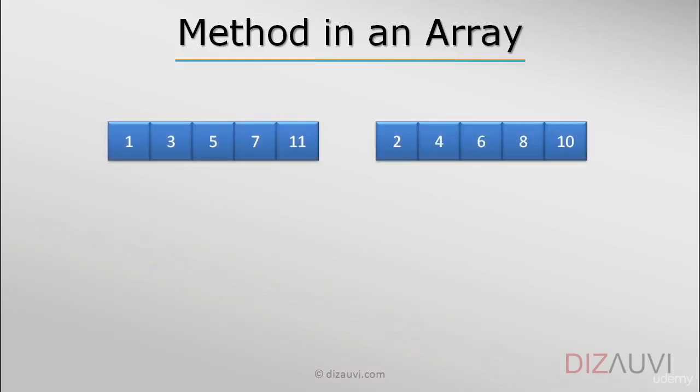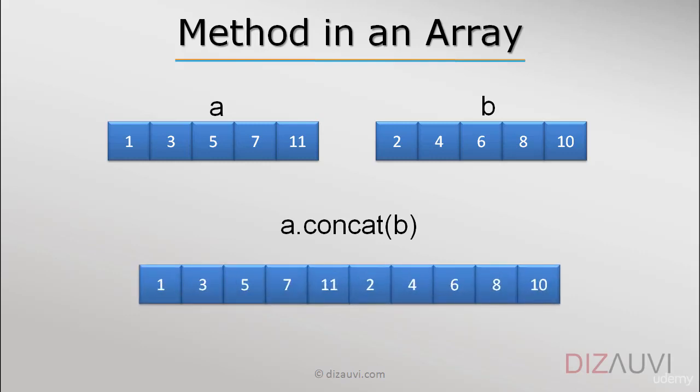For example, if we have these two arrays named A and B, if we say a.concat and pass B as an argument, the resulting array will be this. Alright? By the way, the original arrays remain intact. The method returns a new array such that the resulting array contains all the elements of A followed by all the elements of B. Alright?